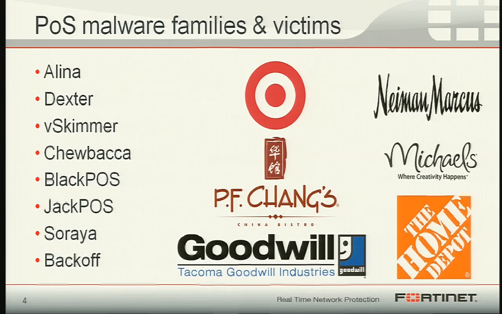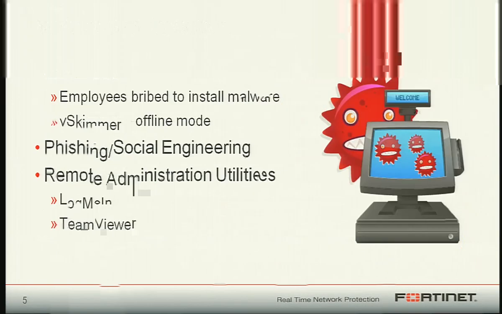To the left, you see a number of point-of-sale malware families. Some of them are responsible for the data breaches we've been hearing about in the news recently. On the right, you can see Target, where 40 million cards were compromised. Goodwill Industries had 800K cards compromised, reported earlier this month. And then Home Depot just a couple days ago with over 56 million cards compromised.